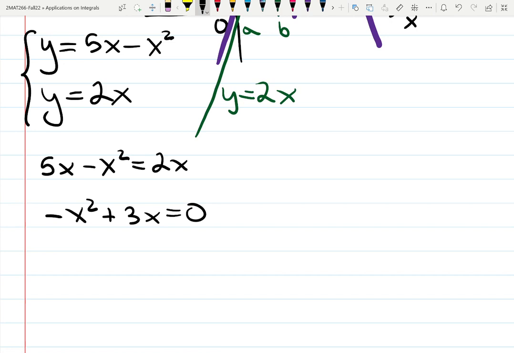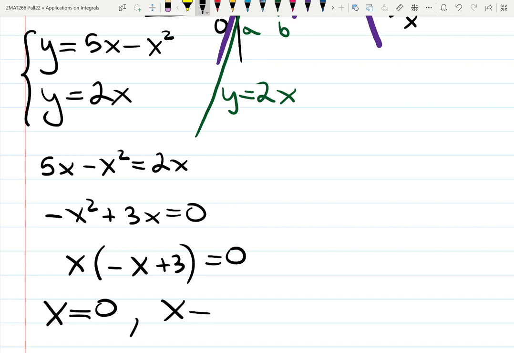Factor out x. This is a quadratic equation, so you can use the quadratic formula, but since the constant term is missing, just factor it out. Let's do x. It's going to be minus x plus 3 equals 0. And you have two roots. x is 0, x is 3. That's exactly the points we're looking for, so put it in the box.